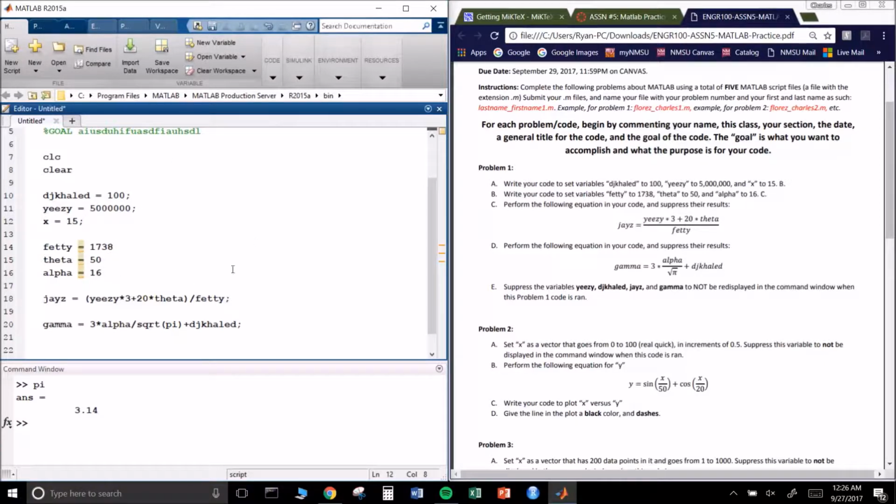Okay, so in this case, this is what I will do. So DJ Khaled, Yeezy, and JZ and Gamma. Everything else will need to be suppressed. Or wait, sorry. If I just read the thing, it would make sense, right? So suppress Yeezy. We're suppressing DJ Khaled, JZ, and Gamma. Okay.